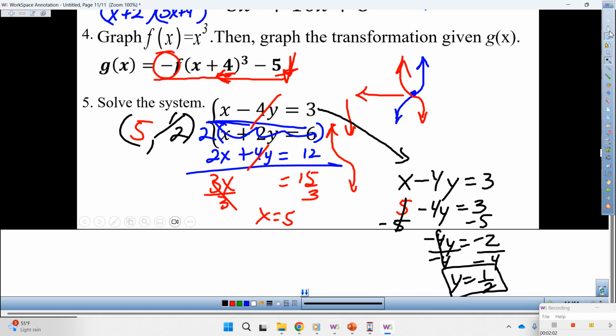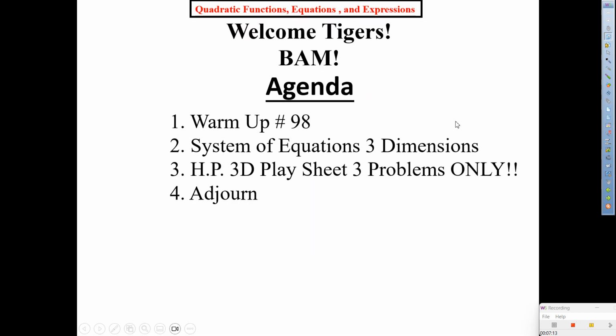Copy the agenda, please. Warm-up number 98, system of equations in 3 dimensions. Ooh-wee. Let's go. We have arrived. Enough of those puny little 2-variable, 2-equation systems. Am I right? Huh, Mario? That's why today you're only having 3 problems.